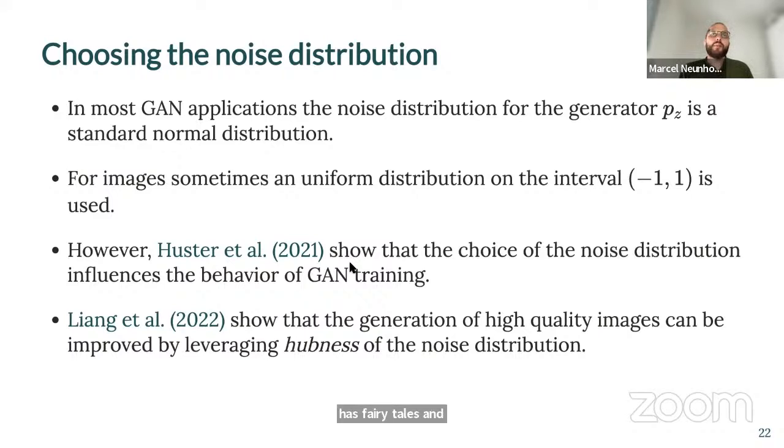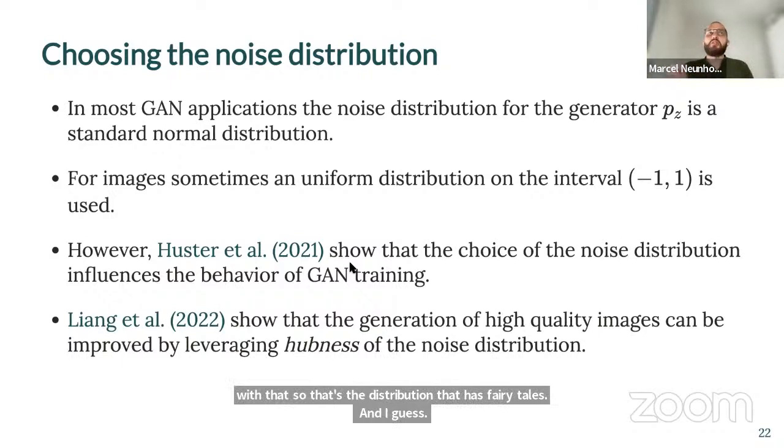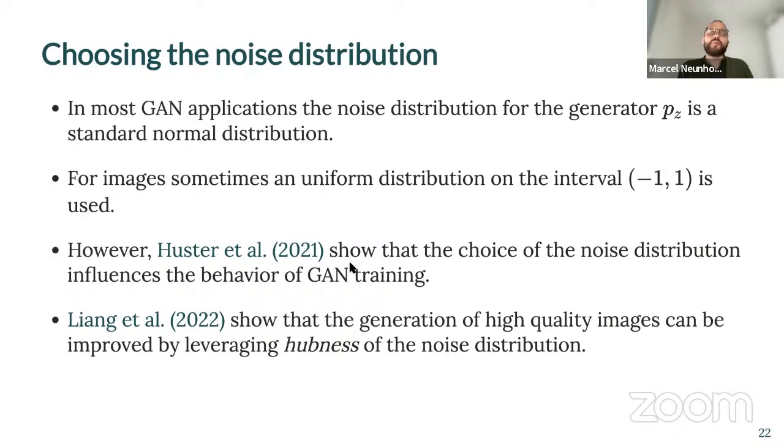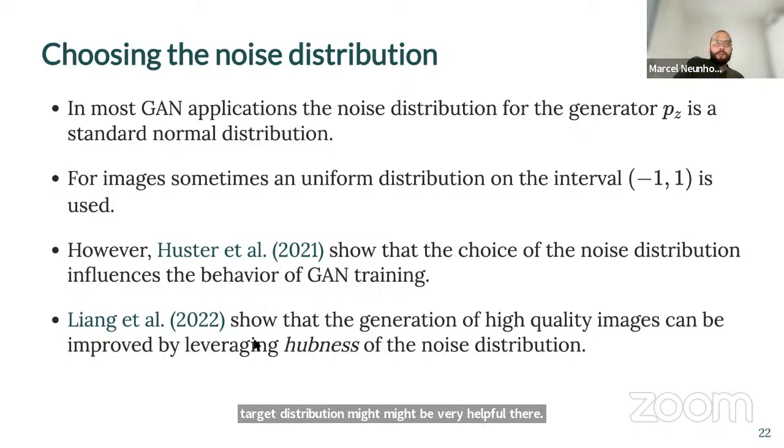And I guess a lot of work in classical statistics could influence those choices of the noise distribution as well, thinking about what distribution transforms well into the target distribution that we have in mind might be very helpful there. And then a very recent paper by Yang et al. shows that in the context of high quality image generation, this can be improved by leveraging hubness of the noise distribution. So what does this mean?